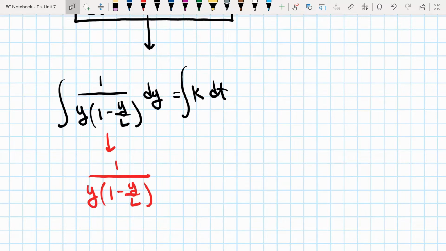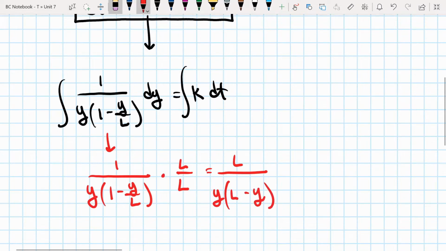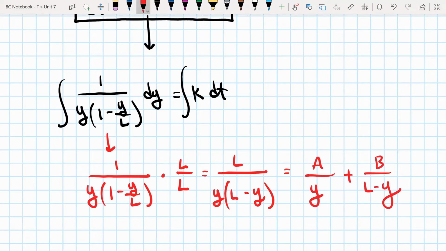And to do that, we're going to do a couple things. The first thing we're going to do is multiply this by L over L. What that will do is change this: we write an L in the numerator, and then on the denominator we get y times L minus y. And the reason we're going to write it like this is because we can break this apart now by doing a partial fraction decomposition, like that.